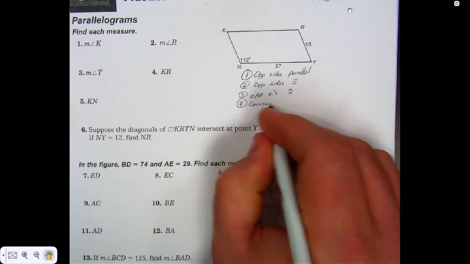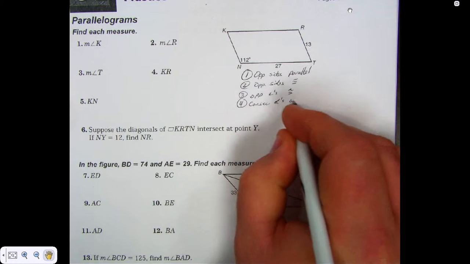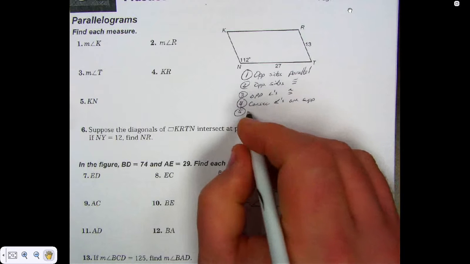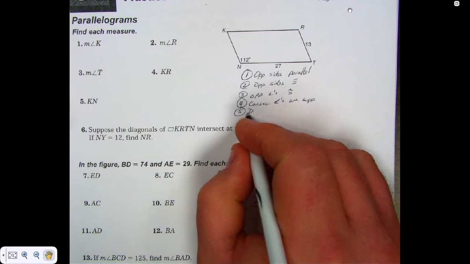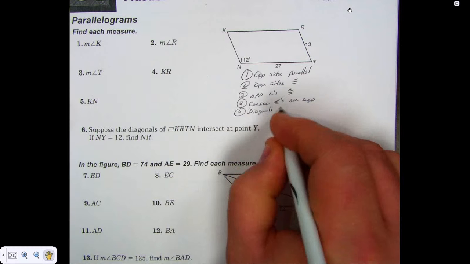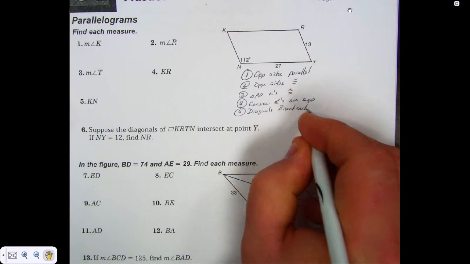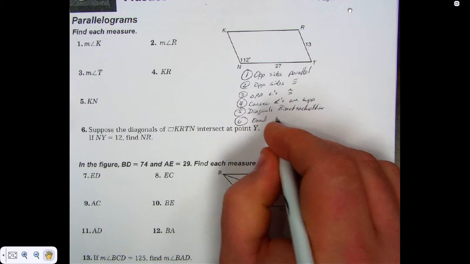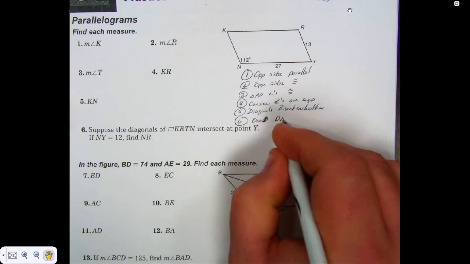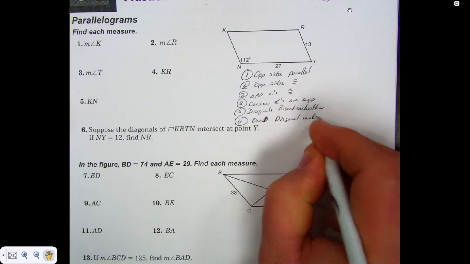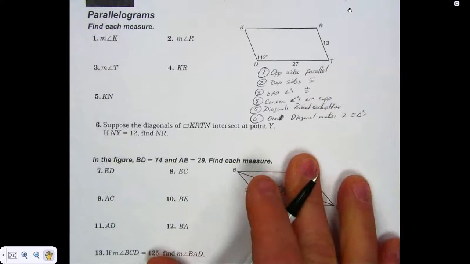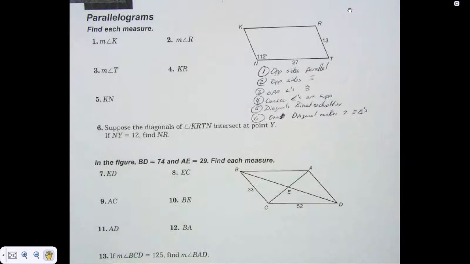Consecutive angles are supplementary. Okay. 5. Diagonals bisect each other. And one diagonal makes two congruent triangles. I know I'm writing that small, but I'm just trying to quickly talk about it and have something that we can refer to quickly and abbreviated.